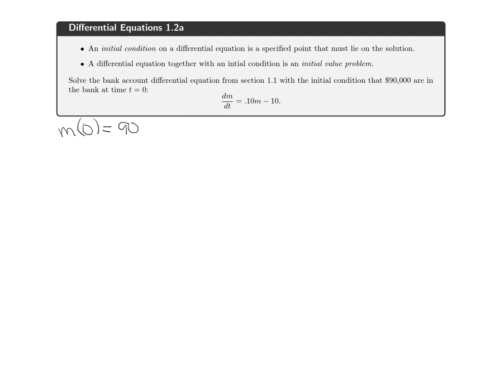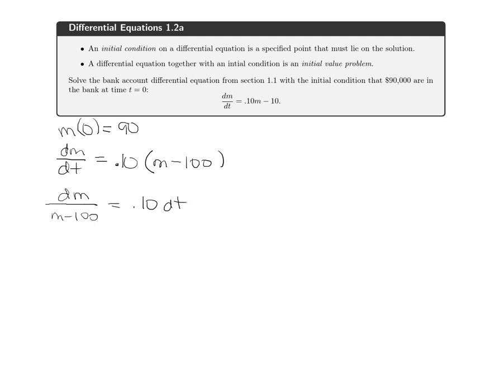To start off, I know that dm over dt equals, just to make this a little cleaner, I'm going to factor out the 0.1, and that leaves me with m minus 100. Then we get the m's on one side, the t's on the other side, so we separate the differentials. So dm, we divide by m minus 100, and that equals 0.10 dt. Okay, so now we're ready to integrate both sides.